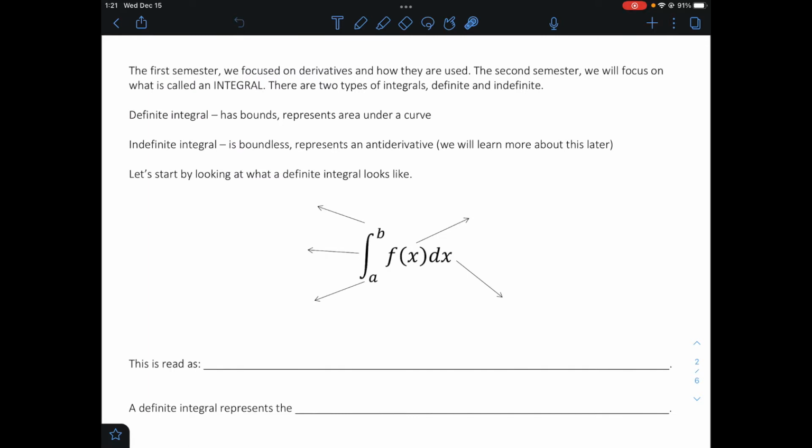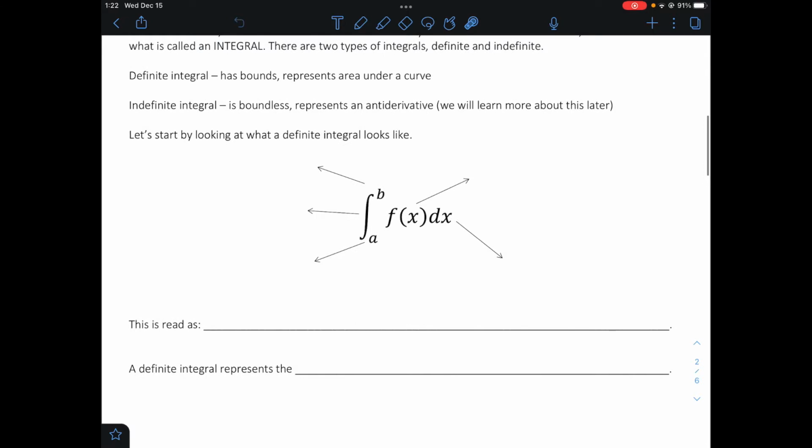All right, the first semester, we focused on differentiation and finding derivatives, and then how they were used. The second semester, the second half of calculus, we're going to focus on what's called an integral, or integration. There are two types of integrals, definite integrals and indefinite integrals. A definite integral has bounds on it, all right? These are called bounds, A and B there, and it represents the area under a curve. An indefinite integral would not have bounds, and that represents an antiderivative, which is something we'll talk about in a couple lessons from now.